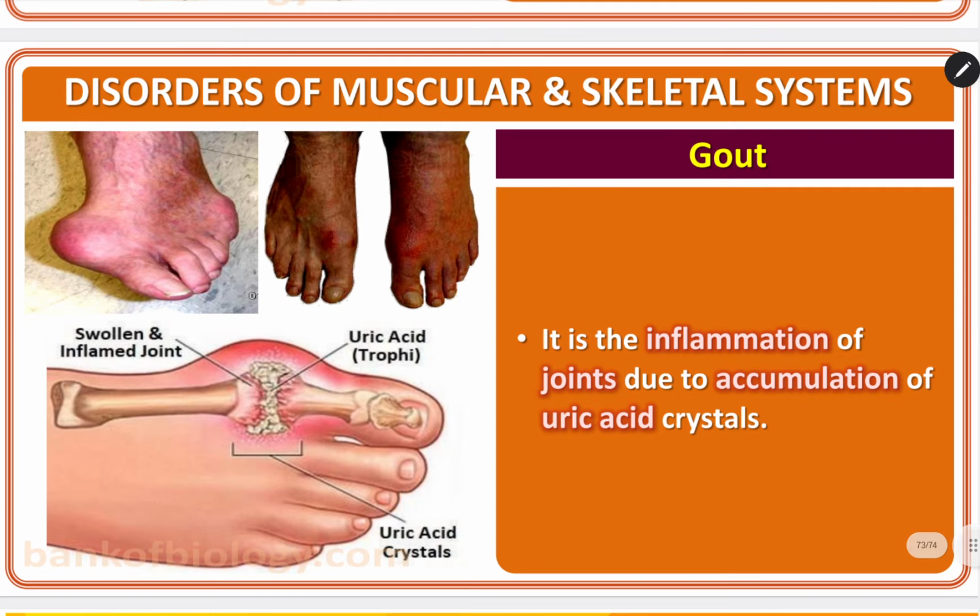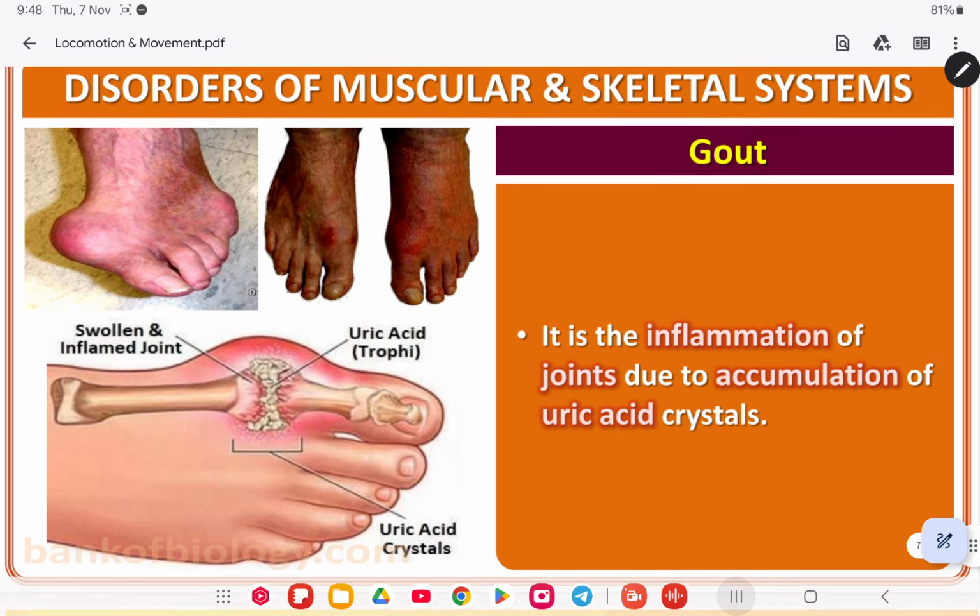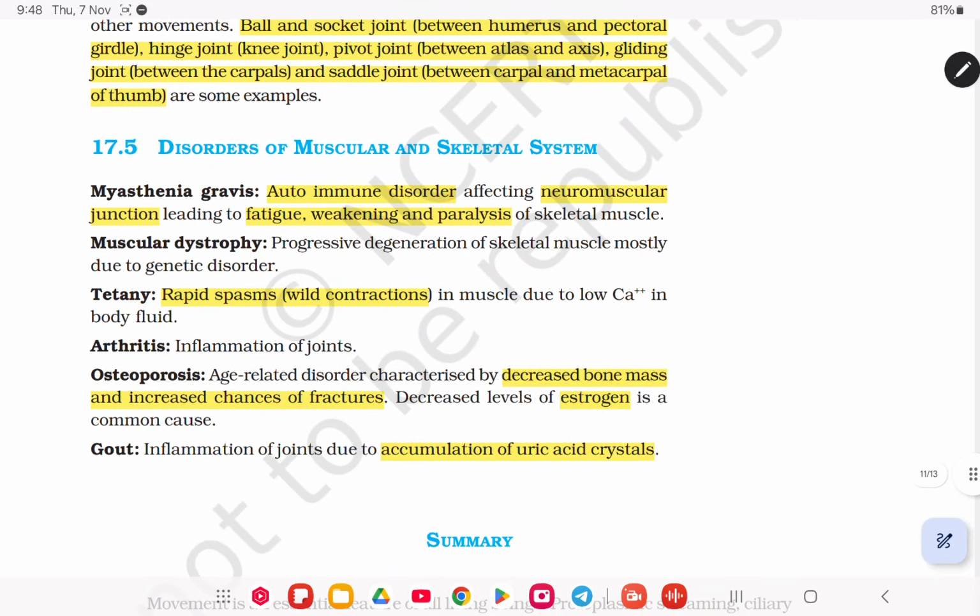And next, the last one is gout. It is the inflammation of joints due to accumulation of uric acid crystals. Uric acids are filled in these portions, and this portion is swollen. Okay, this is called gout. Coming to your NCERT. See, the same points are given.